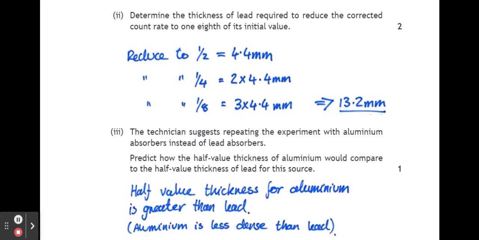What this means is you would need a thicker piece of aluminium to reduce the count rate by the same amount.